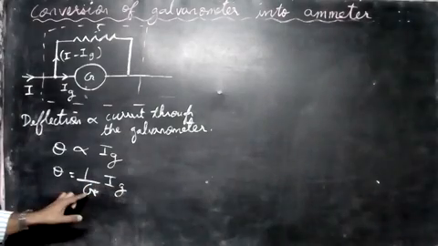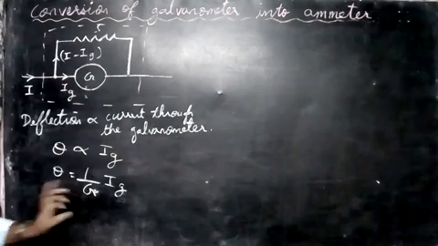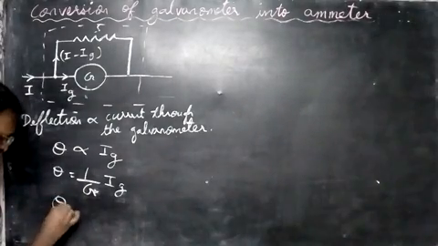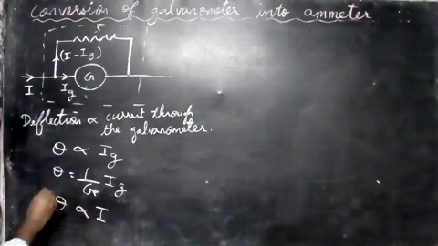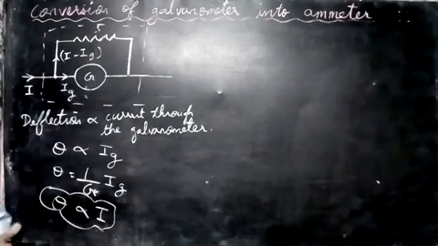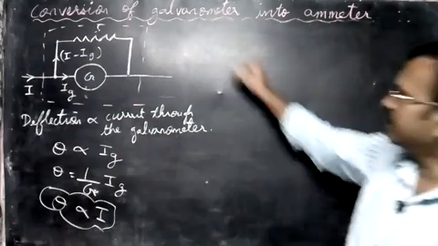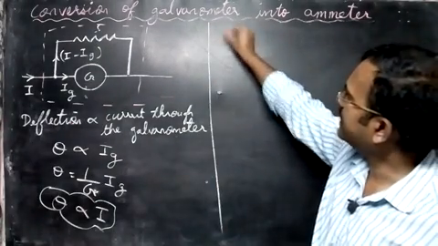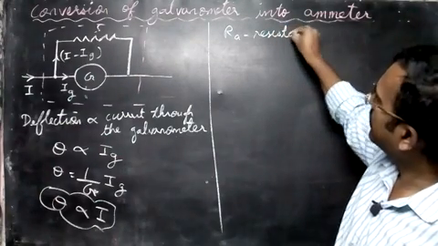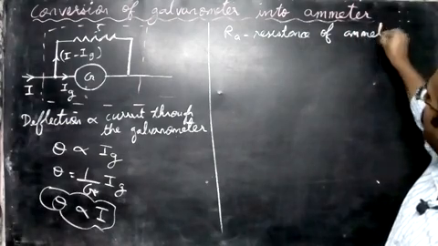So 1 by G is the galvanometer constant. Then you can also say that the deflection theta is proportional to the current. That means the more the current, the more the deflection. So it works as an ammeter. Now we'll see how to find the resistance of the ammeter. The resistance of the ammeter we write as Ra. Ra means the resistance of the ammeter. Let's see how to find this now.